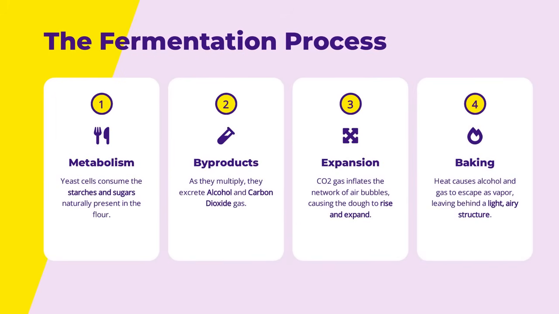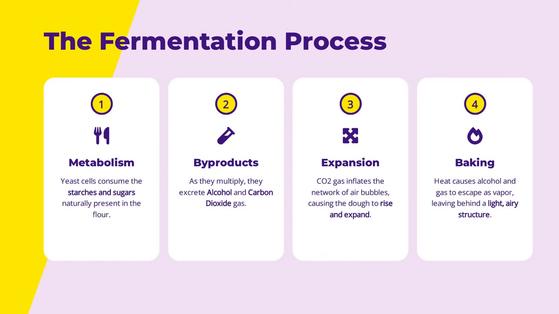Next, let us study the fermentation process step by step. The first step is metabolism. Yeast cells begin consuming the starches and sugars naturally present in the flour. These nutrients provide the energy required for yeast growth and fermentation. The second step is byproduct formation. As yeast multiplies, it produces two important byproducts, alcohol and carbon dioxide gas.